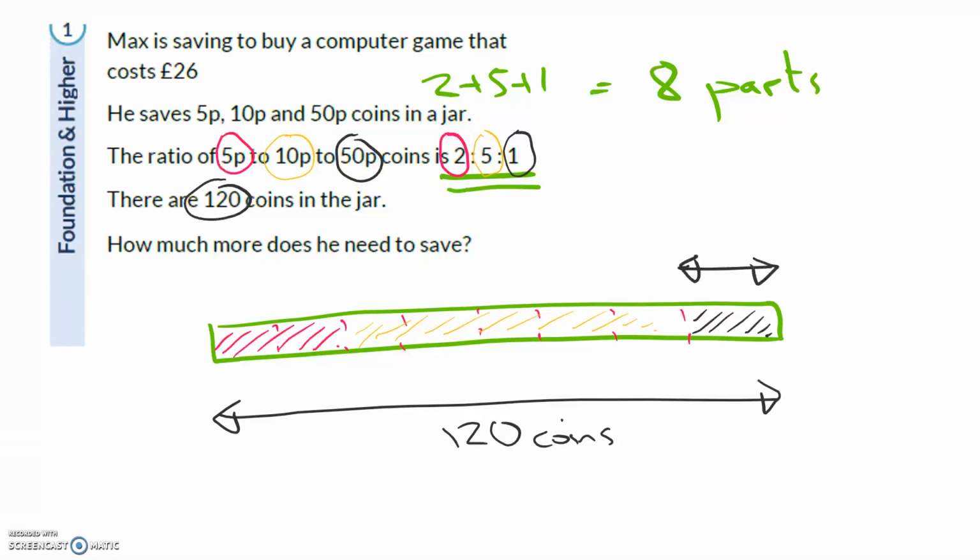Okay, so all we've really got to do now is think, well, if that's 120 coins, what's this? That's the easiest one to start with. Well, it looks to me like it's 1 out of 8. It's 1/8 of the 120 coins. I've got to find out 1/8 of 120. But remember, we can always change "of" with a times. 1/8 times 120. Okay, that's the same as 120 divided by 8.